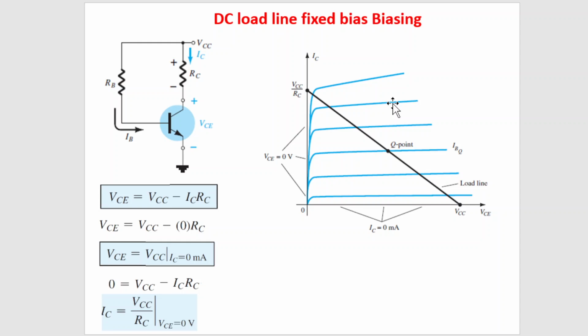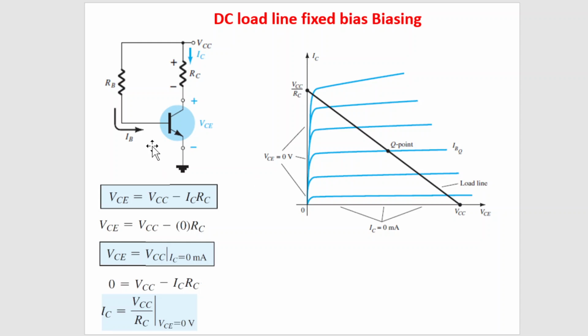Let us try to draw the DC load line for fixed bias configuration. We know in order to draw the DC load line, we have to draw the output characteristics curve. In an output characteristics curve, if we have two extreme points, one point on the y-axis and another point on the x-axis, then we can draw the DC load line. And the intersection point of the DC load line and the output characteristics curve for a given particular value of base current is basically called the Q point.